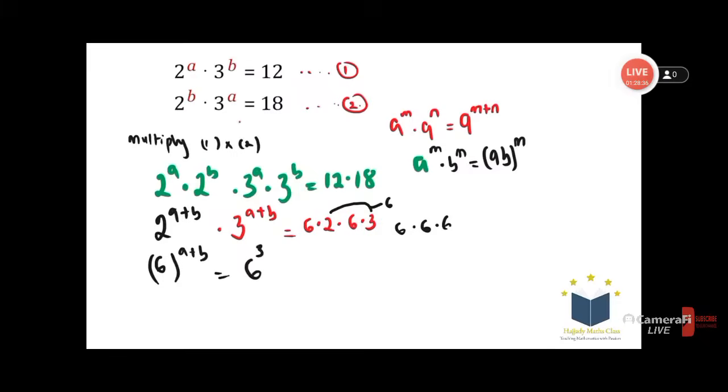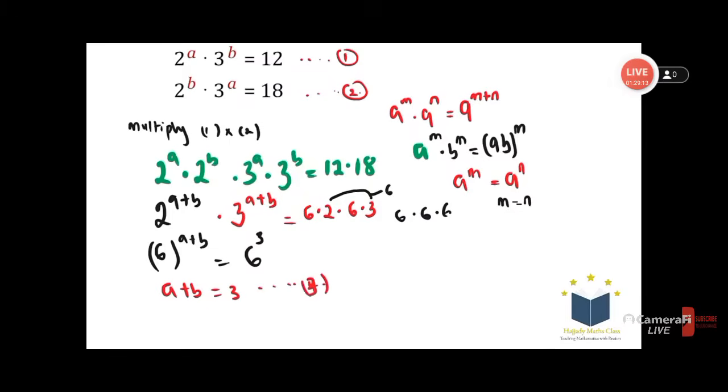Again, the rule of indices says that if you have a to the power of m equal to a to the power of n, then you say that m equals n. So using the same rule, I can say that here I'm going to have a plus b equal 3. Let me call that equation 3. So let's proceed with this.